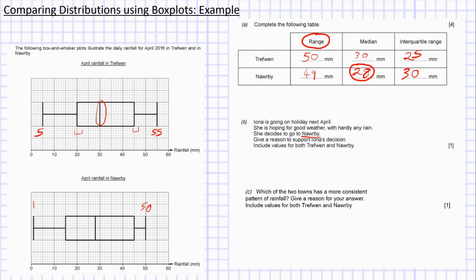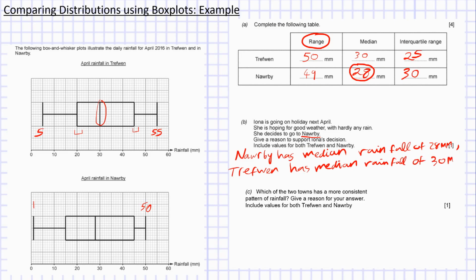So to say that in full, I would have to say Naurby has a lower median rainfall. So Naurby has lower rainfall on average.